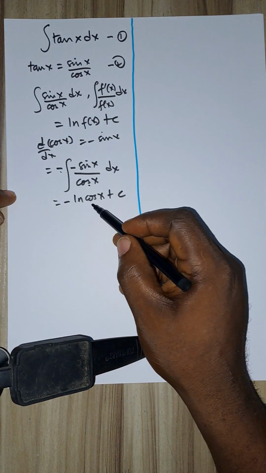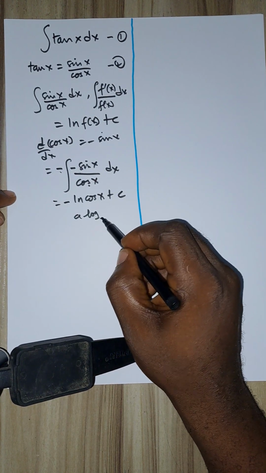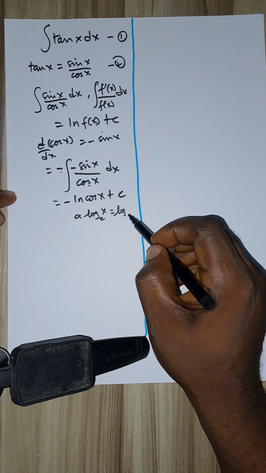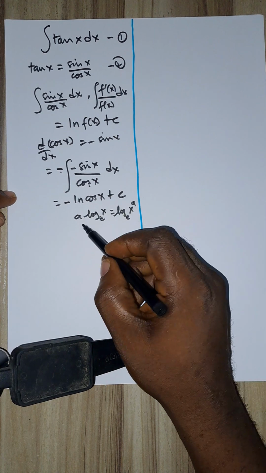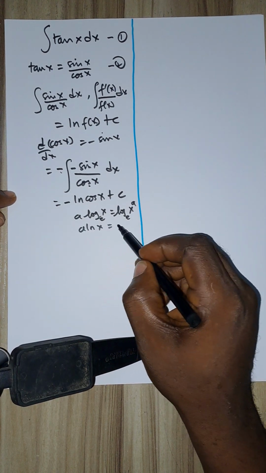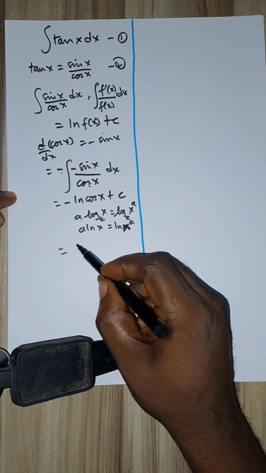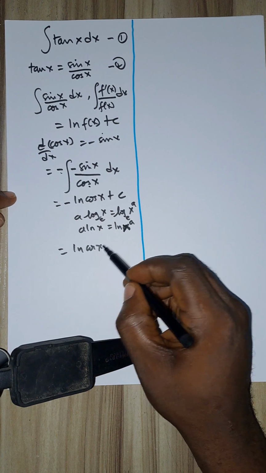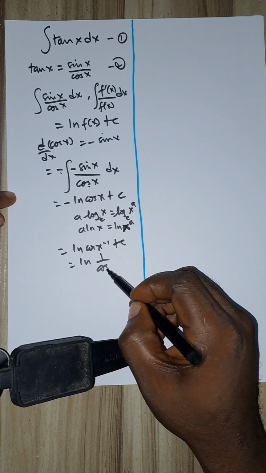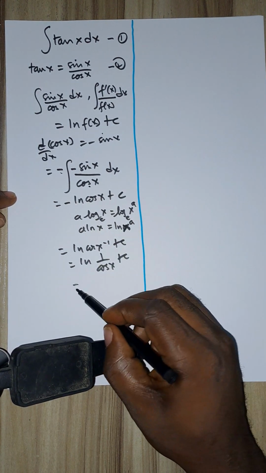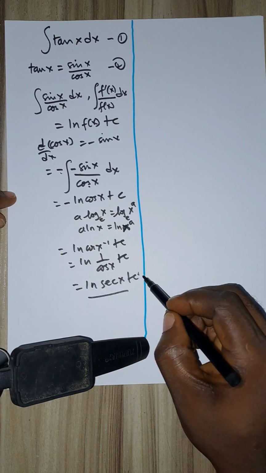Now, in logarithms, a log of x to the power of a is a times the log of x, even if it's the natural logarithm. So if we do that here, we would have natural logarithm of cosine x to the power of negative 1, plus c. So it is natural logarithm of 1 over cosine x plus c. 1 over cosine x is sec x. So it's log of sec x plus c. So it's the same. Okay?